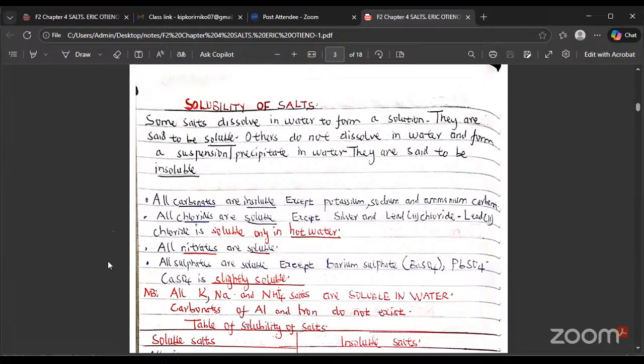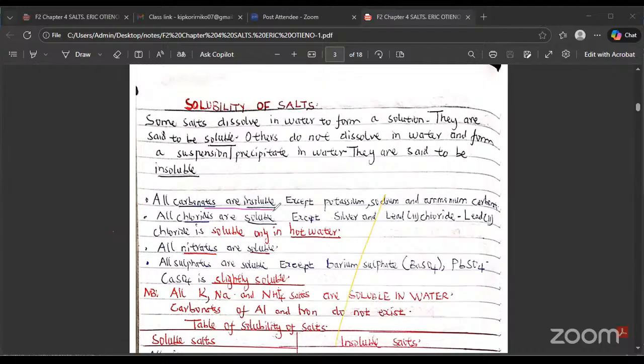There is something that we spoke about previously when some were not in. I said potassium, sodium, and ammonium salts have a special case. The special case is in the note, NB. So we say all carbonates are insoluble. All of them are insoluble, except the 3 that we talked about that are a special case: potassium, sodium, and ammonium.